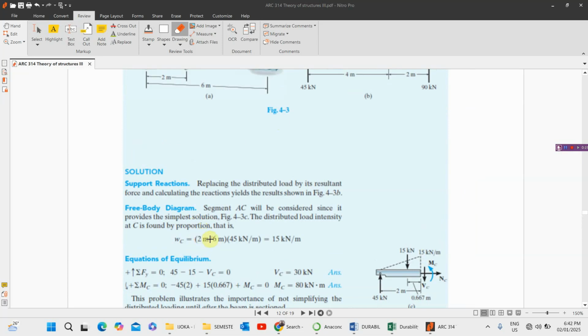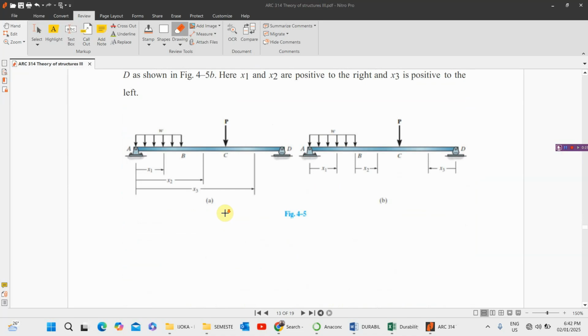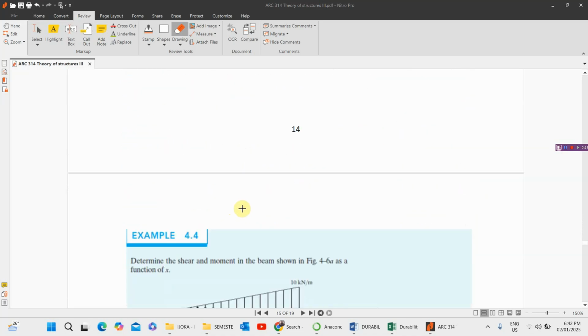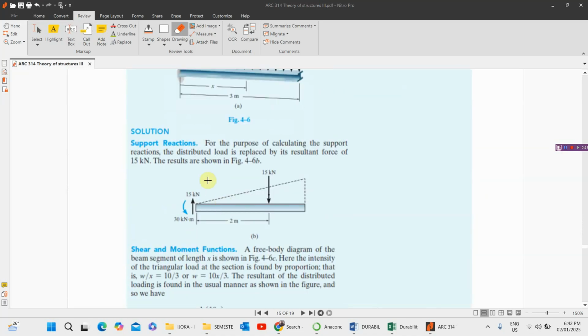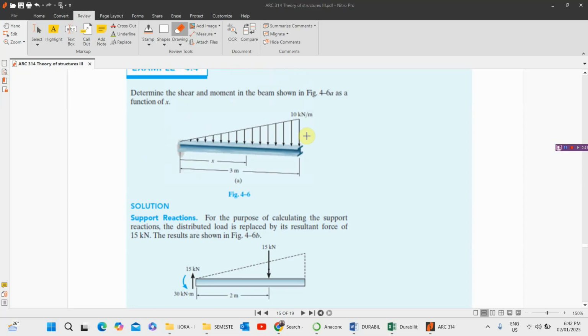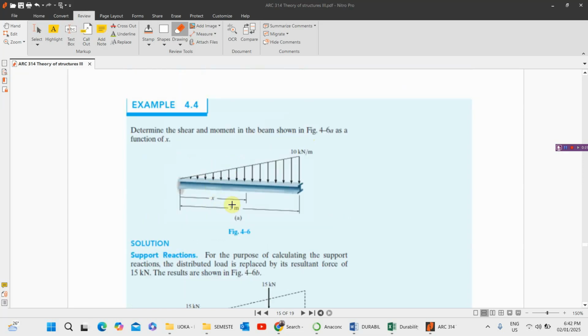Instead of this 2, we'll be using x over the same distance. This is the final distance. The same thing is applicable, which is very simple. We just have to look at it. At what distance are we considering? So let's look at this case.